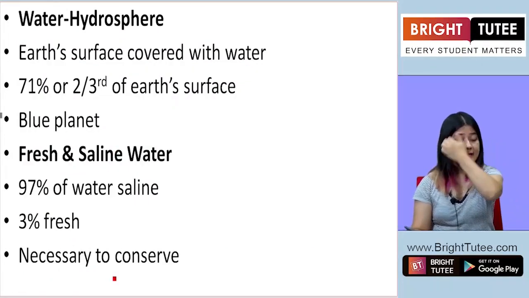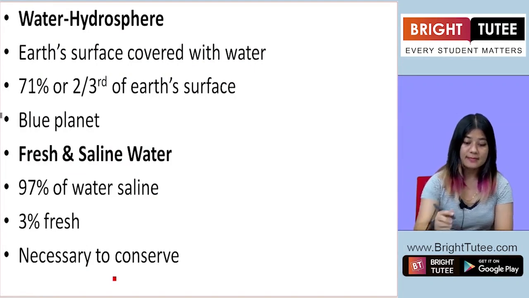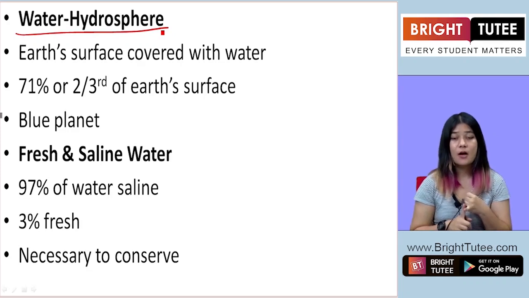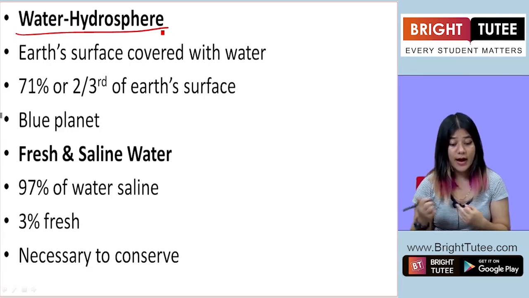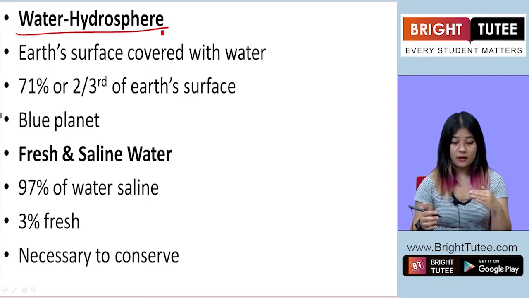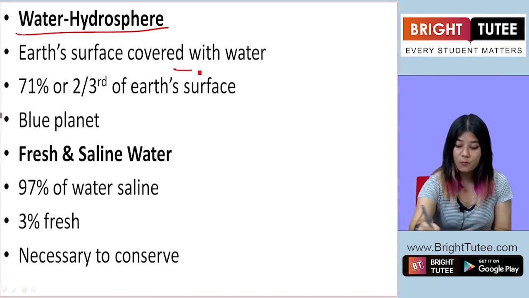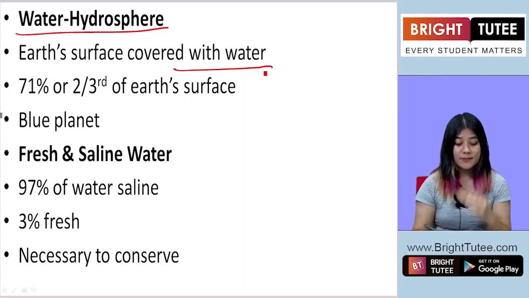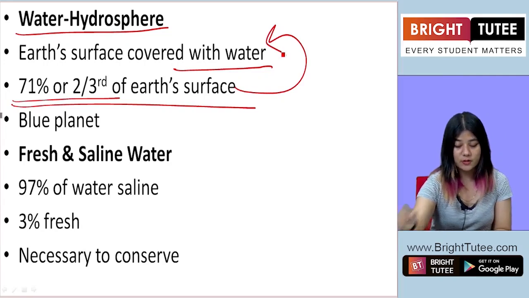Okay. Now, let us look at another important sphere of the atmosphere, and that is water or hydrosphere. So, until now we looked at land or lithosphere, air or atmosphere, and now water or hydrosphere. Now, the Earth's surface is not only covered with land, okay? It is also covered with water. Now, 71% or 2/3 of the Earth's surface is covered with water.